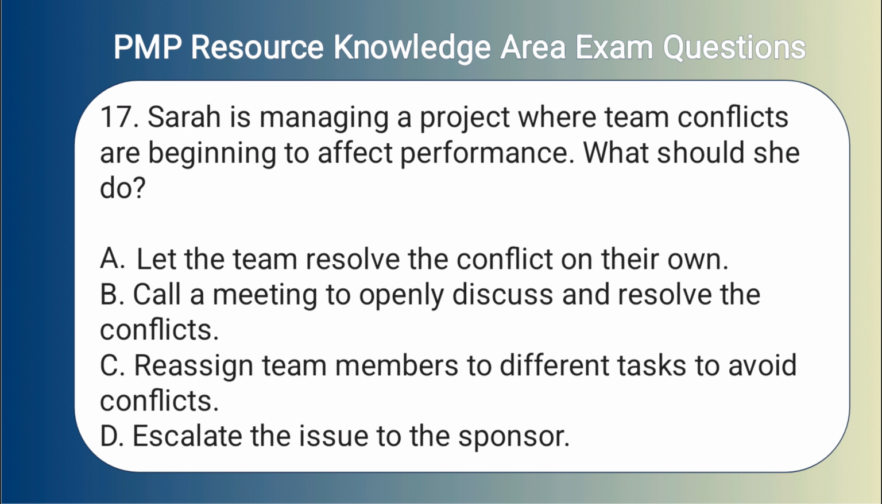17. Sarah is managing a project where team conflicts are beginning to affect performance. What should she do? A. Let the team resolve the conflict on their own. B. Call a meeting to openly discuss and resolve the conflicts. C. Reassign team members to different tasks to avoid conflicts. D. Escalate the issue to the sponsor.